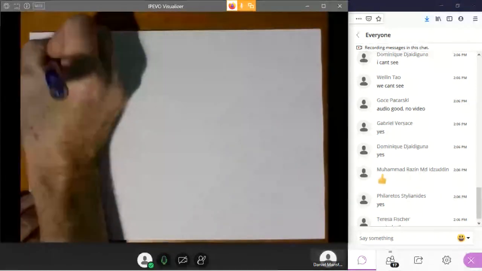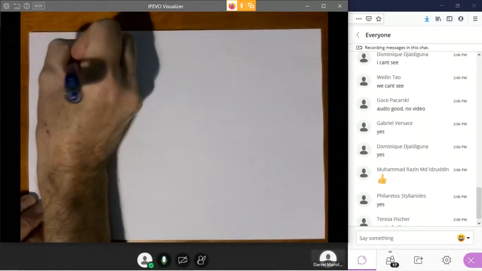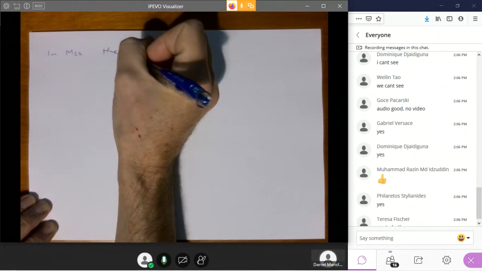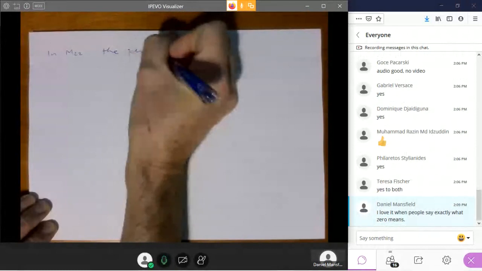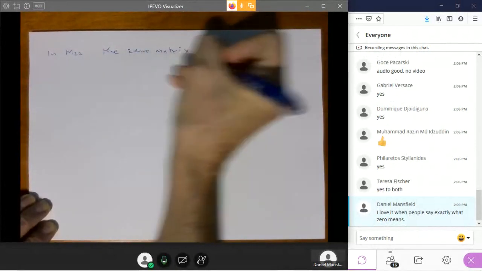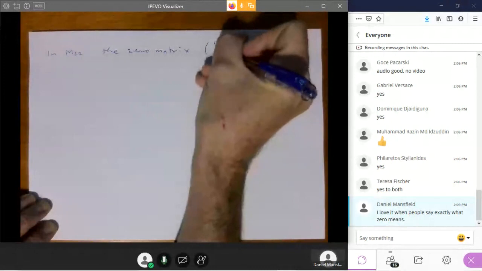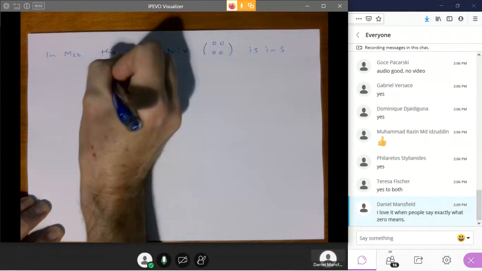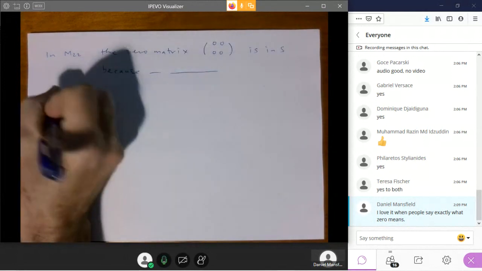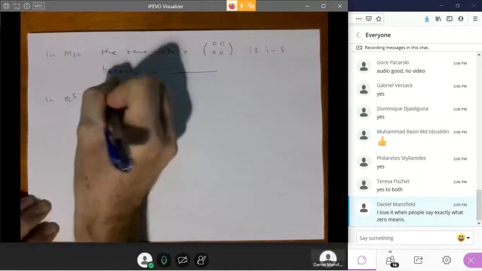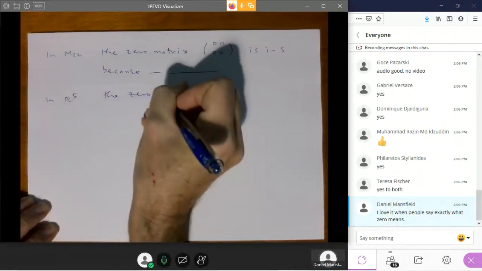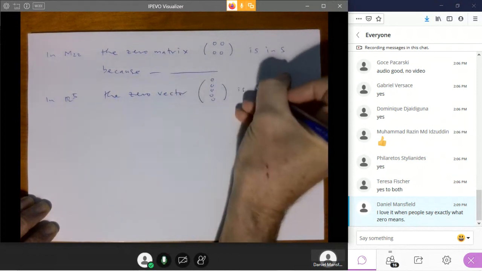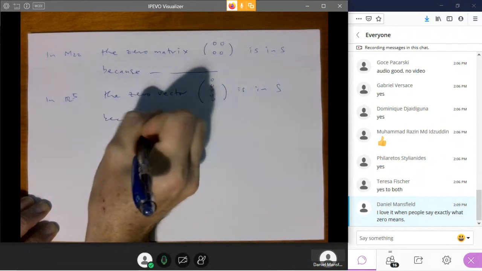So for example, say we're in M22, if I want to show that a certain set contains the zero matrix, I would say the zero matrix, and what is it? If we're talking about M22, it's this here. And if it was a subspace question, I would then say that is in S, and then I would give some reasons. Similarly, if it was, let's say, R5, I would say the zero vector, and then say specifically what it is in the set S again, and then give reasons.